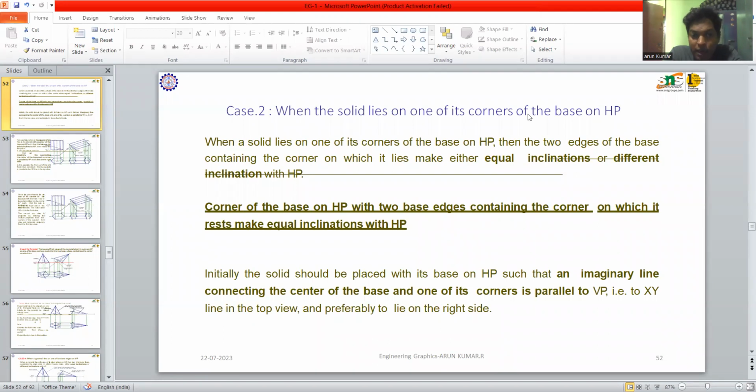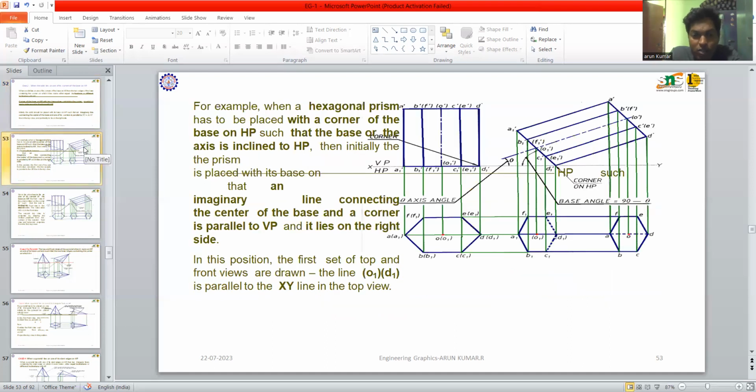The corner of the base on HP, with the two base edges containing the corner on which it rests, make equal inclination with HP. Initially, the solid should be placed with its base on HP such that an imaginary line connecting the center of the base to one of its corners is parallel to the XY line in the top view, preferably lying on the right side. We see one example of a solid with the condition of base corner on HP.